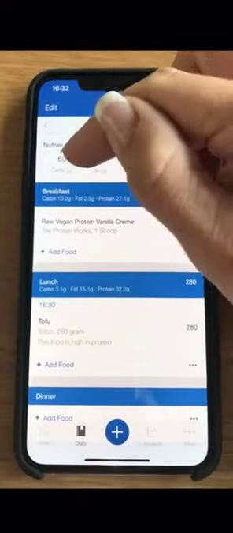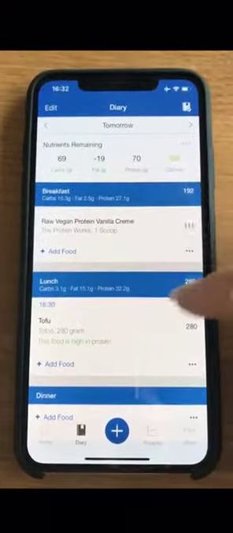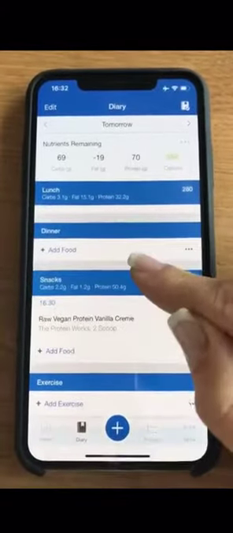So then I look at the top and I go, well, this is great. I still have 69 grams of carbs. I still have 70 grams of protein. So how am I going to play around with this, right? Well, I haven't put in dinner yet.